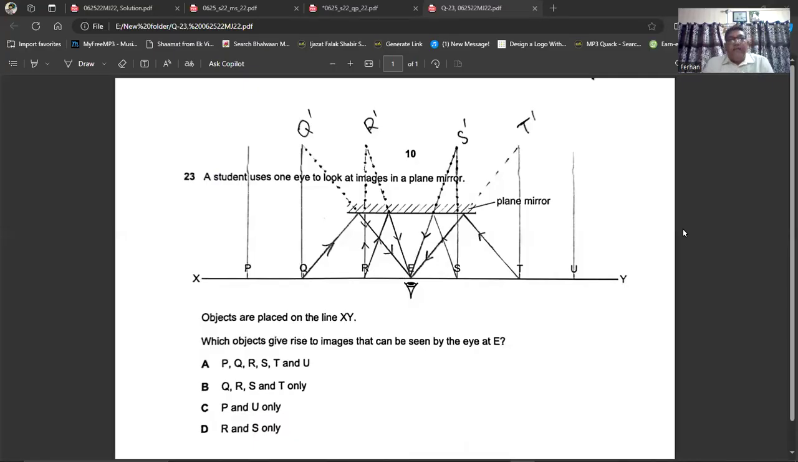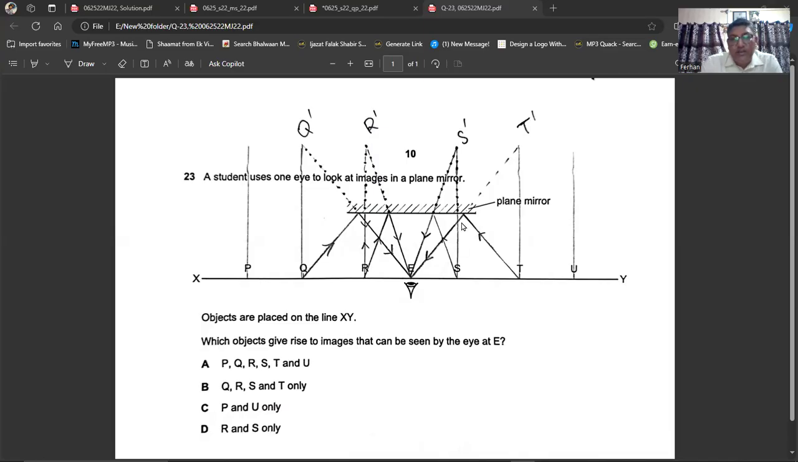Okay, so this is question number 23. This is how we do this. For example, I take point R, I make a line straight on the mirror. This makes a 90-degree angle with the mirror. Then I check the perpendicular distance of R from the mirror. I go the same distance backward and I join that point with the eye. Then I join R with the point where this line cuts the mirror, and so this is R prime. Same I do with S.